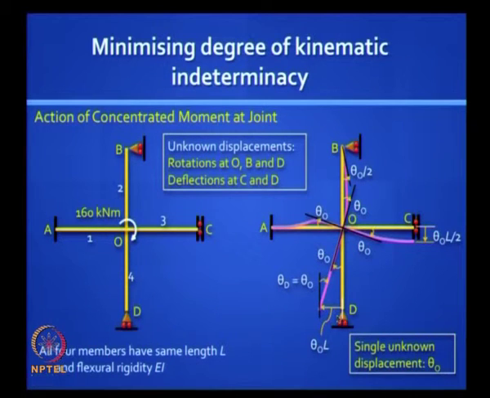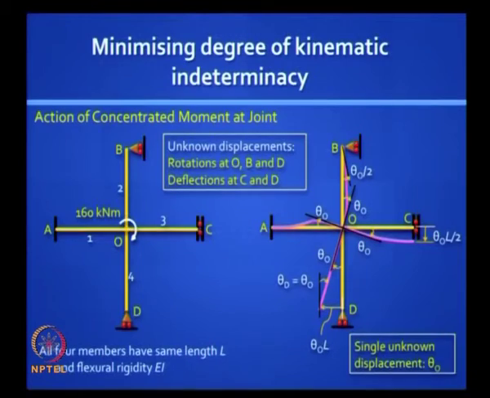So what do you conclude? There are really no 5 independent rotations and translations. There is just one unknown theta naught, just one unknown, and so it is not difficult to do. So can you find the bending moments now?